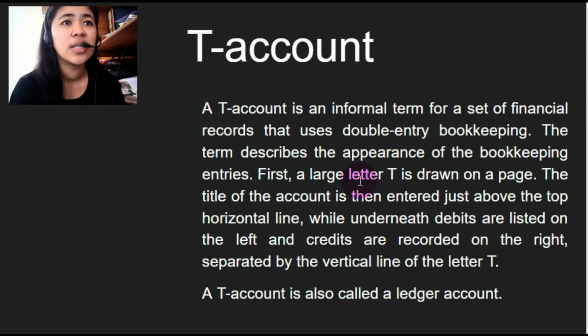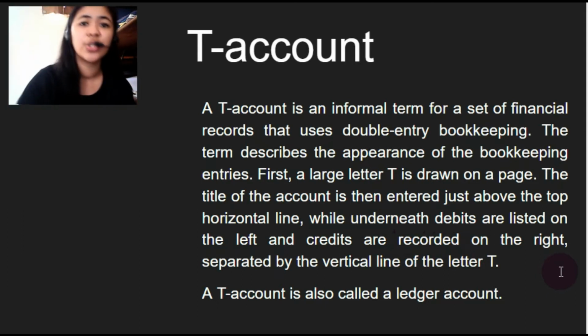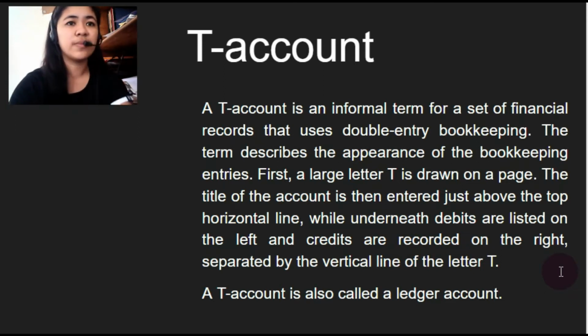So a T account is an informal term for a set of financial records that uses double entry bookkeeping. The term describes the appearance of the bookkeeping entries. First, a large letter T is drawn on a page. The title of the account is then entered just above the top horizontal line, while underneath, debits are listed on the left and the credits are recorded on the right, separated by the vertical line of the letter T. Okay? So you already know about this, the debit and credit sides.